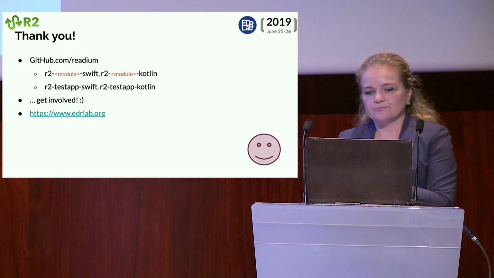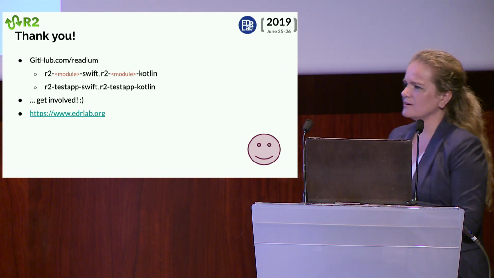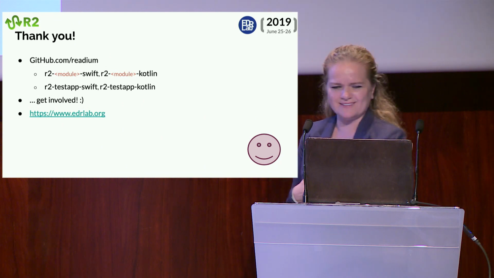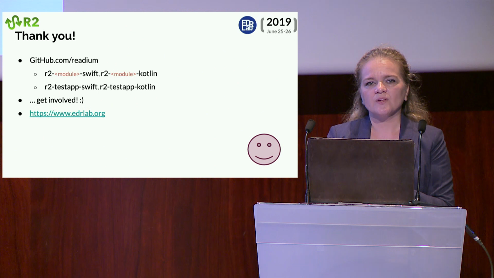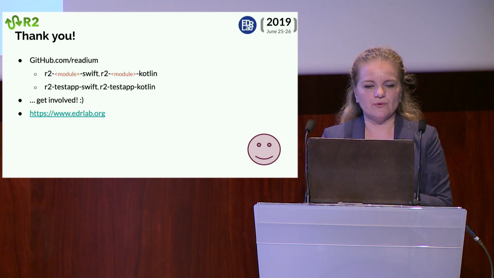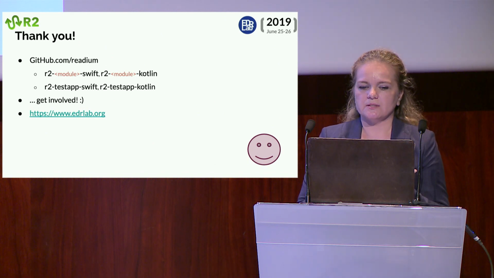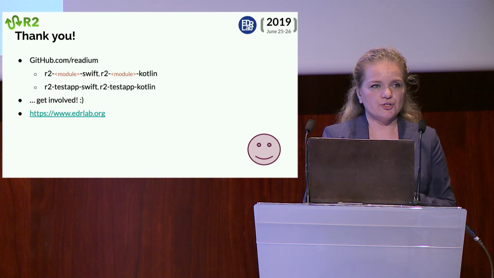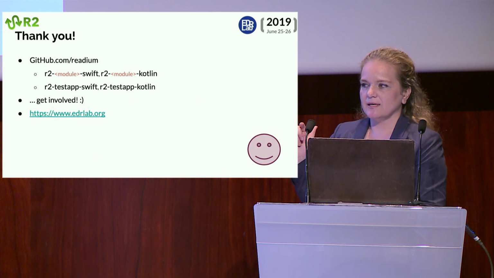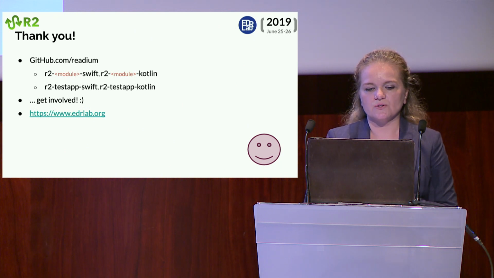Now, I thought I had so much more, but I think I've said enough. So just to recap a bit, all the repositories you can find on GitHub/Readium, and it's easy to find them all. There are a bunch of them, but each module has its own repository. You can find them by R2, the module name, and -Swift or -Kotlin. You can find the test apps there as well.